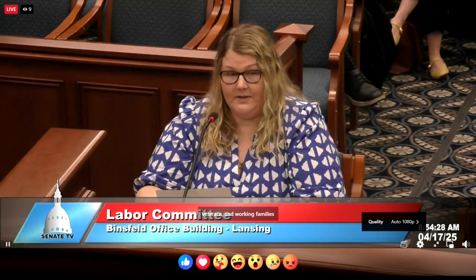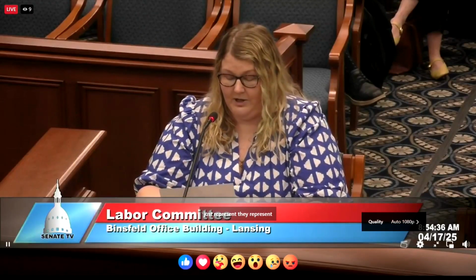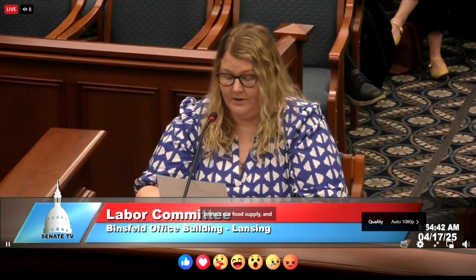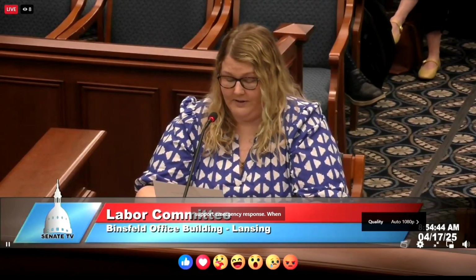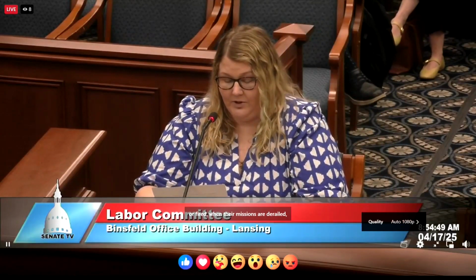They are scientists, engineers, public service veterans, and working families who contribute to our local economies and help uphold the stability of the nation. These federal jobs don't just represent paychecks, they represent public value. They safeguard our environment, ensure accurate weather forecasting, protect our food supply, and support emergency response. When these employees are silenced or fired, when their missions are derailed, Michigan suffers.